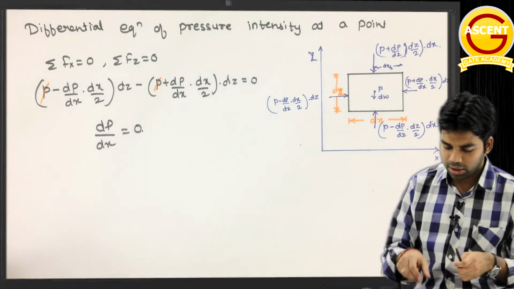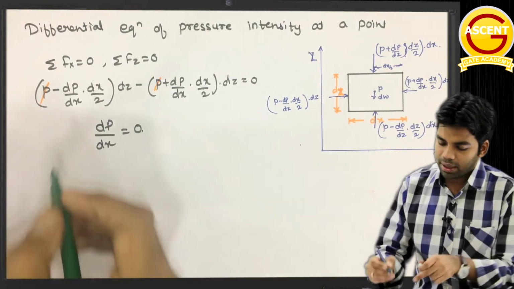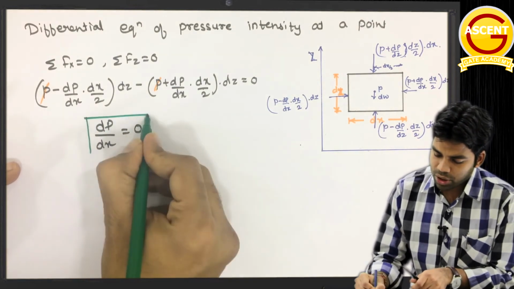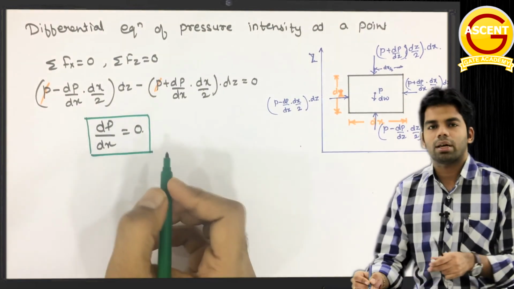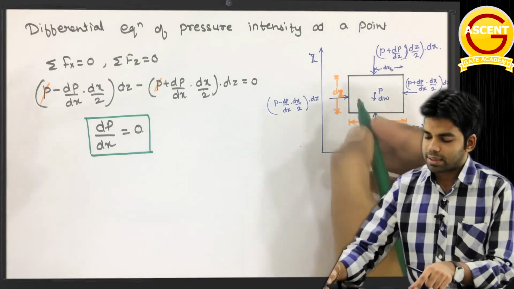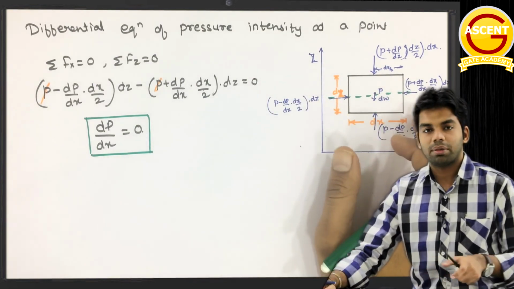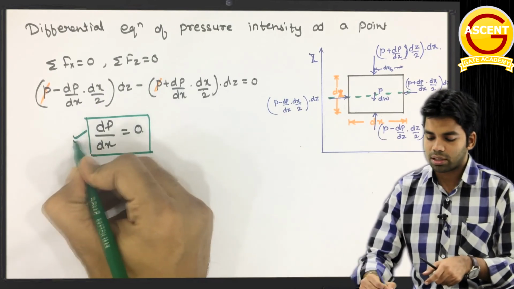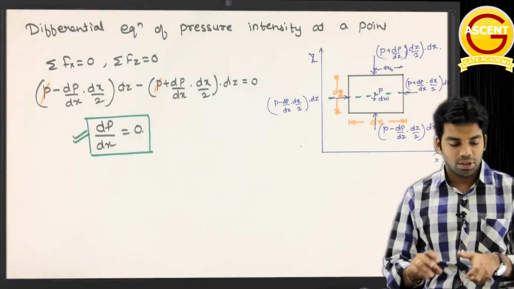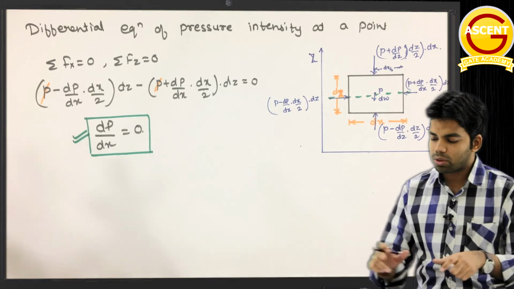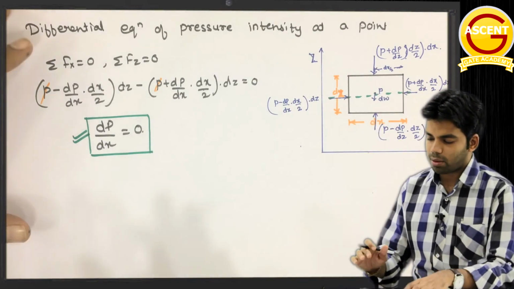Now what does this mean? This is a very important thing. dp by dx is equal to 0, that means the pressure is not changing with respect to the x axis. Okay, that means at the same level, at all the points, the pressure will be the same. The pressure is not changing with respect to the x axis, first thing. Okay, now what about with respect to the z axis, with respect to height, whether the pressure is changing or not?